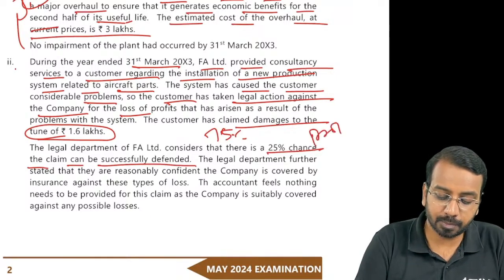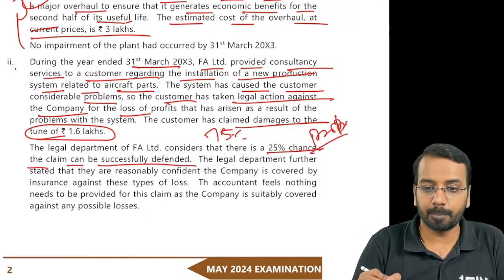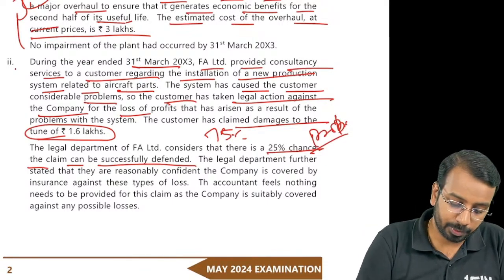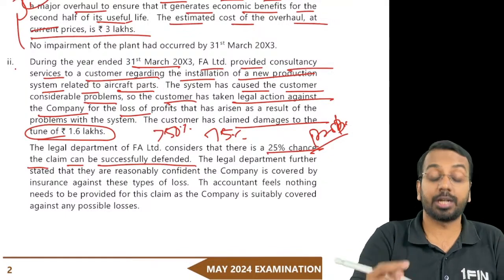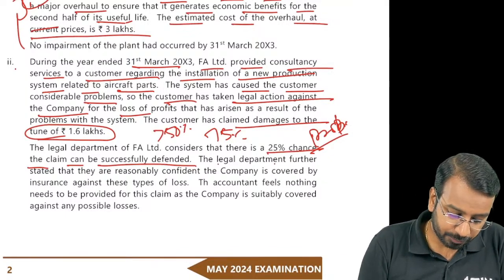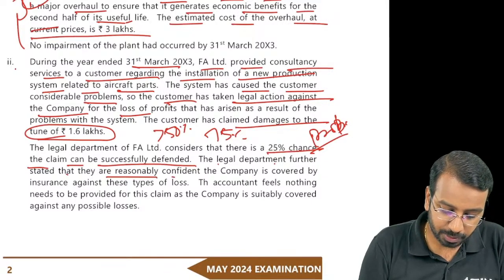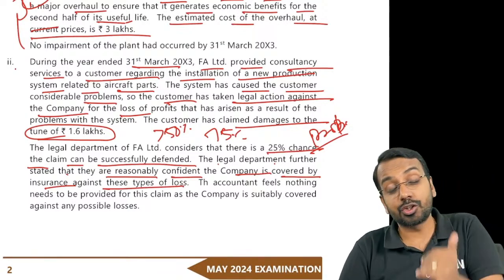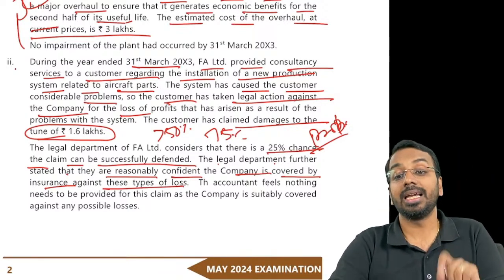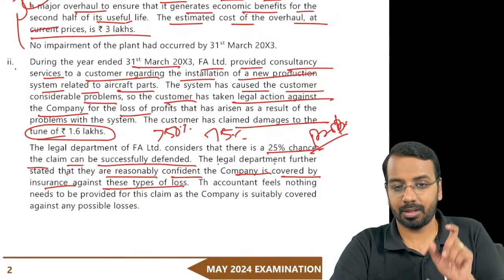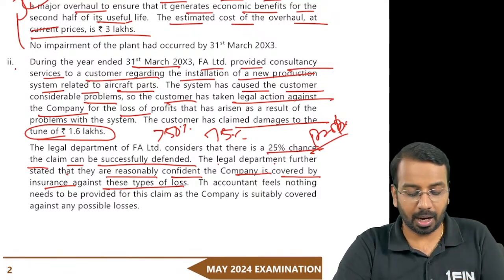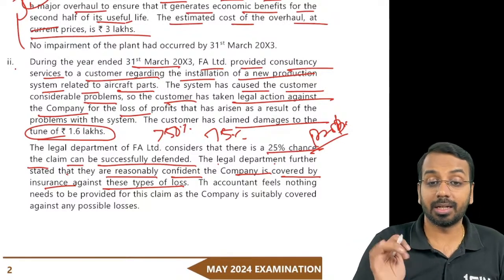Means what? It is probable, right? It is probable. Now, that is the first part. Probable because it is greater than 50%. Probable, so we have to create a provision. The legal department further stated that they are reasonably confident the company is covered by insurance against this type of loss. Now, please remember, insurance receivable, we have discussed this in class also, is an independent part. Insurance receivable is an independent part that has to be considered separately under contingent asset.